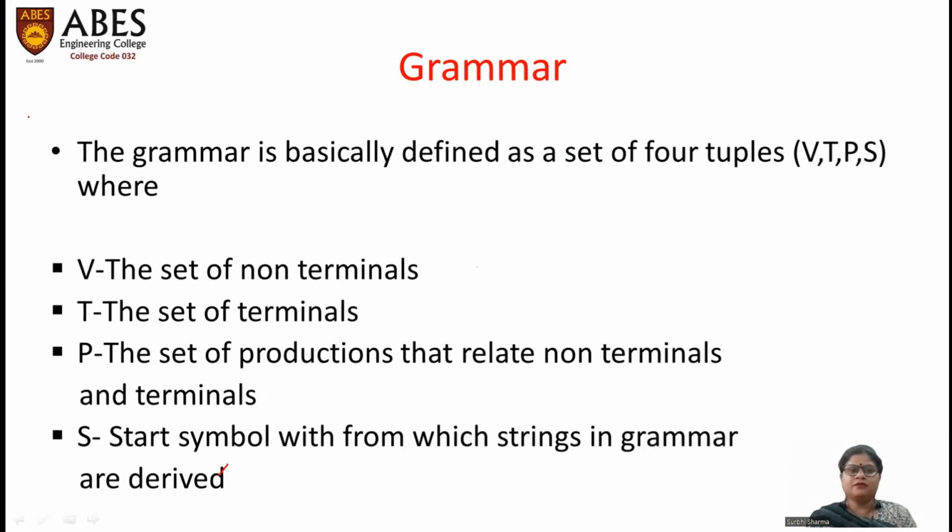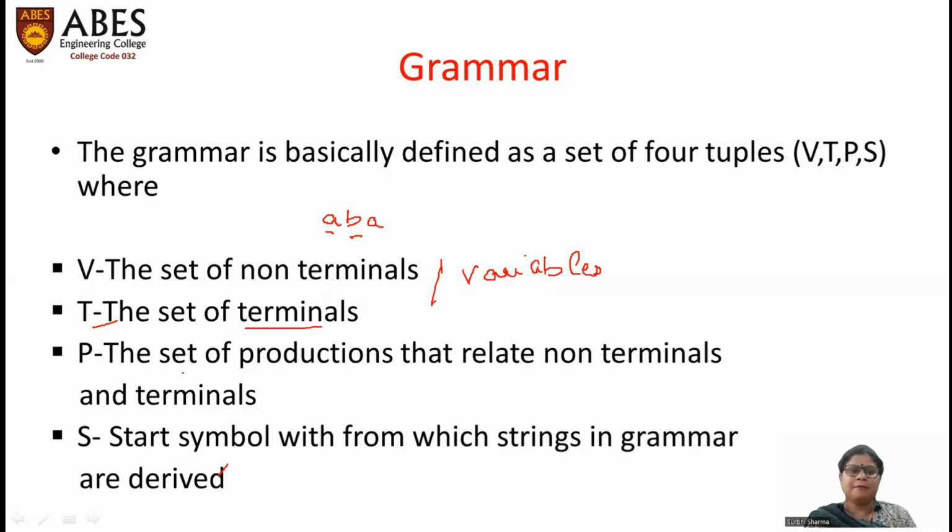V stands for the set of non-terminals, or we can also call them variables. As the name suggests, variables can be replaced by some other value, right? So a particular variable can be replaced by a variable or a terminal. What is T? T stands for the set of terminals. So our string is actually composed of terminals. For example, I have a string A, B, A, right? So what are A, B? These are terminals. So the actual string is composed of the terminals.